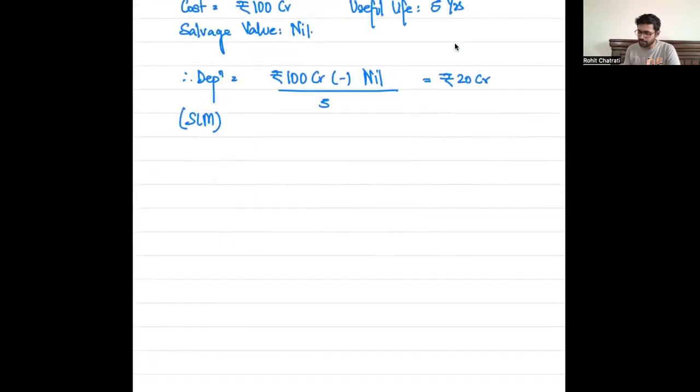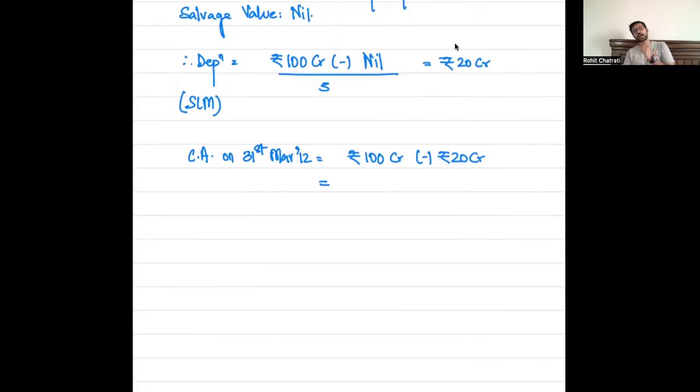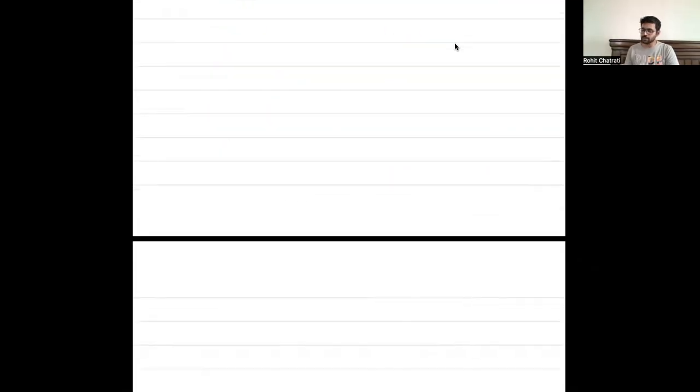All right, 1 year has passed by. WDV is the written down value or the carrying amount. Let me use the term carrying amount only. Carrying amount on 31st of March 2012. All right, 1 year has passed by. So carrying amount on 31st of March 2012 would be rupees 100 crores less rupees 20 crores, which is the depreciation for year 1. All right, I purchased the asset for 100 crores on 1st April 2011. I charge depreciation for 1 year of 20 crores, and therefore the carrying amount is equal to 80 crores.